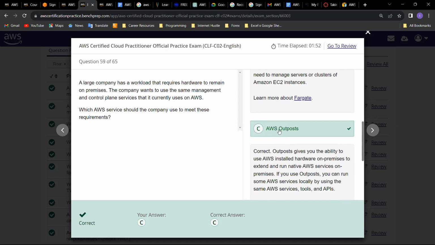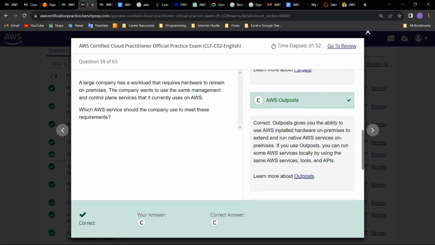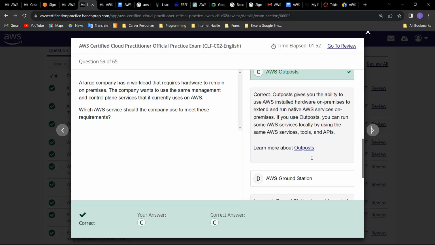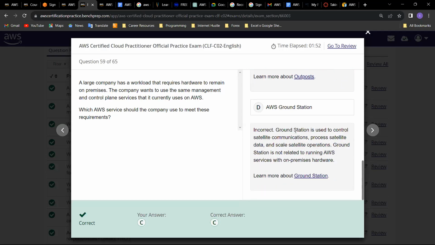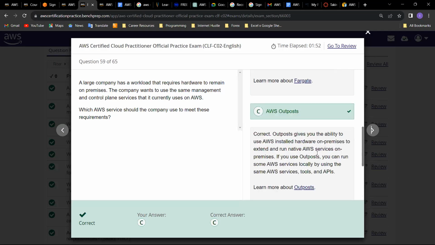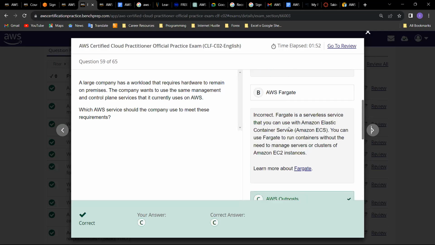So you will set up an Outpost, right? The Outpost will give you the ability to use AWS-installed hardware on premises to extend and run native AWS services on premises. If you use Outpost, you can run some AWS services locally by using the same AWS service tools and APIs. So Ground Station is used to control satellite communications, process satellite data, and scale satellite operations. Ground Station is not related. And Fargate is serverless.